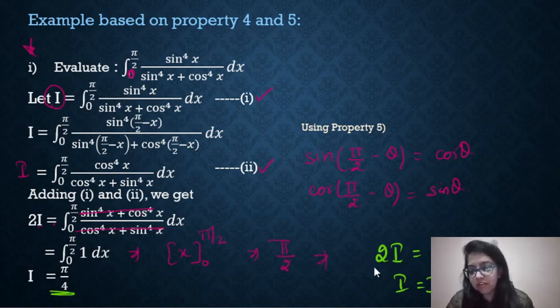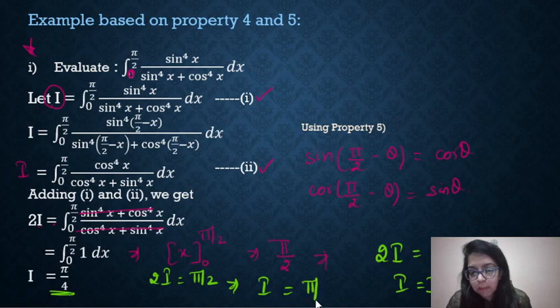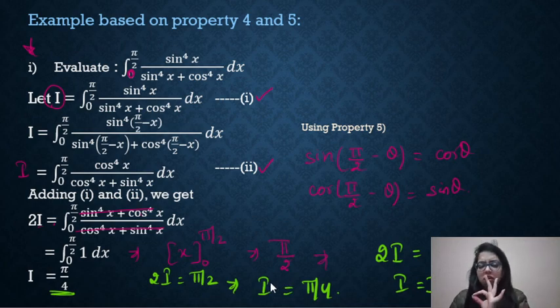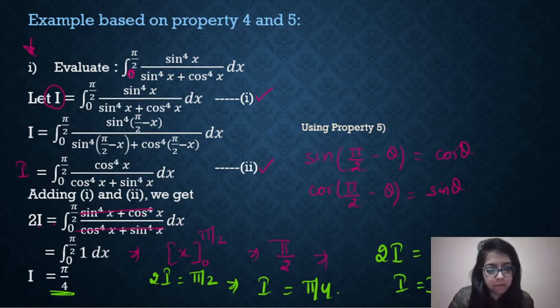Okay, I am extremely sorry, it might be that you guys are not able to see this, so I am writing it over here: 2I is equal to pi by 2. That implies I is equal to pi by 4, and that is your final answer. Okay, a very simple question, but a very useful one. It's almost there in every pre-board or board exam question. So let's move further on.